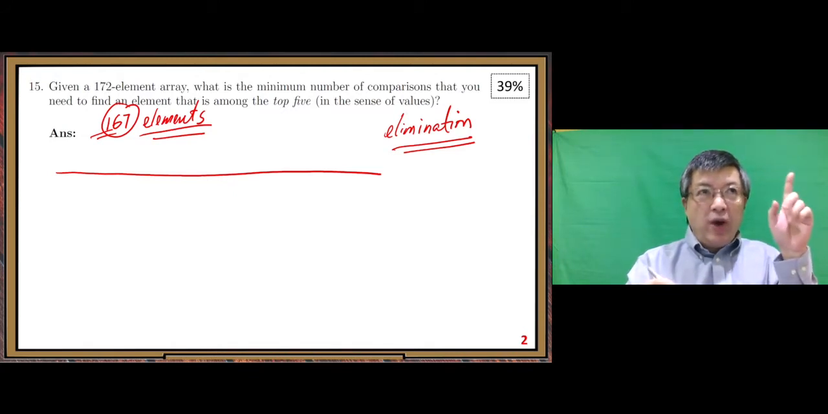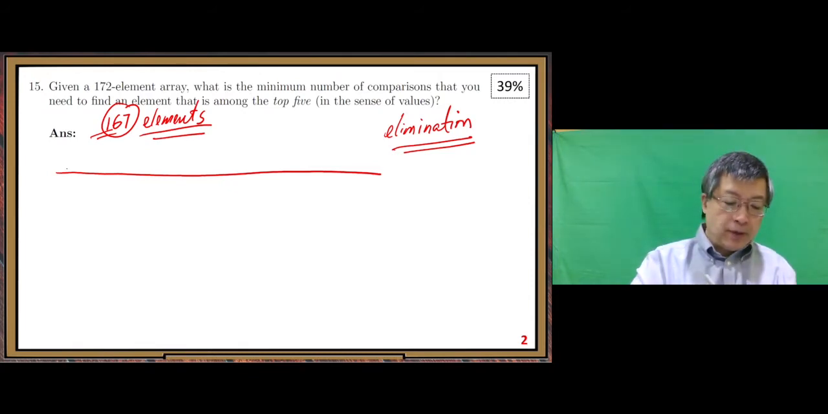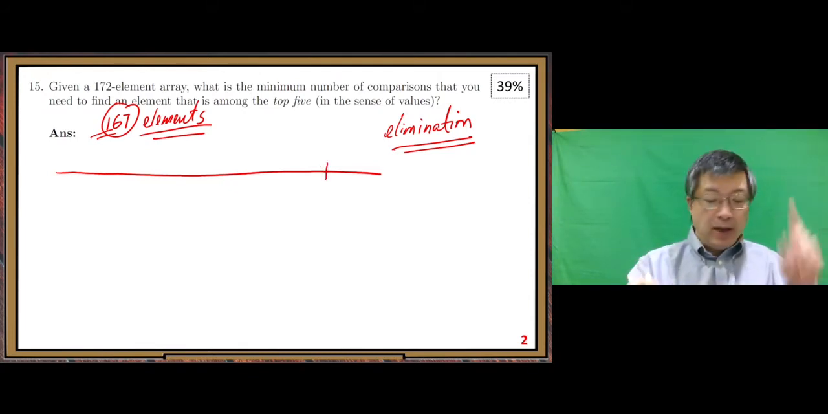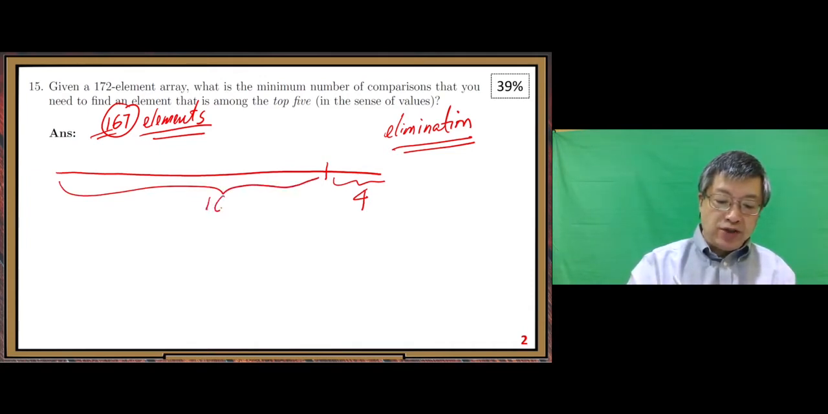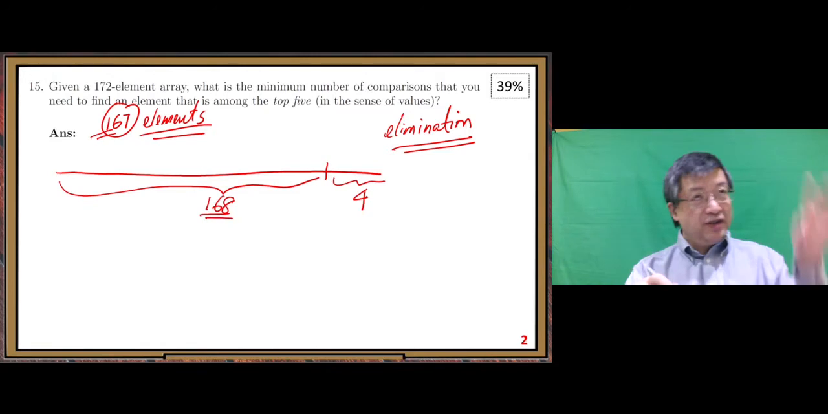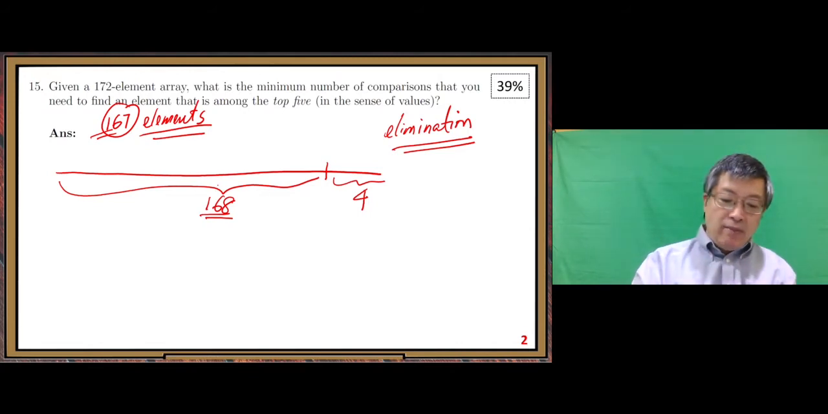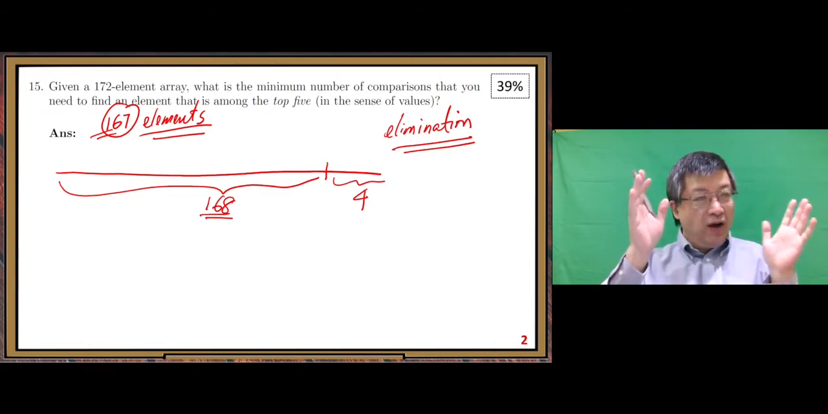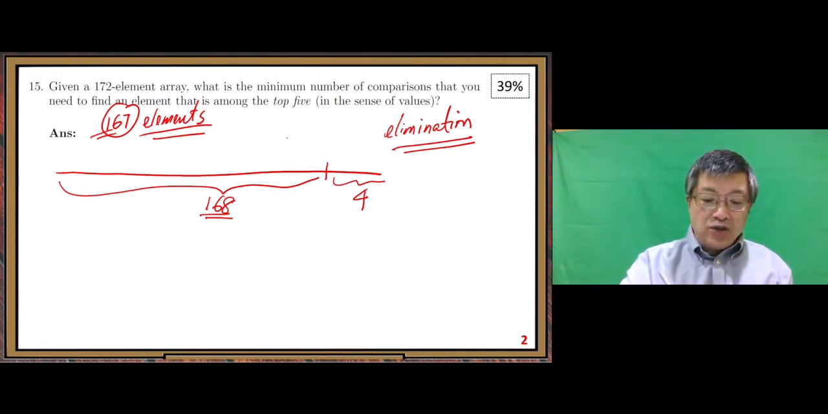Just like this way, actually, several students thought it's correct. So we divide it into 2 parts. This part, 4 elements. Only 4. This big subarray, 168. So that's the reason some of the students gave me 168 comparisons. But you missed only a small bit. After you get this 168 subarray, you find the largest one.